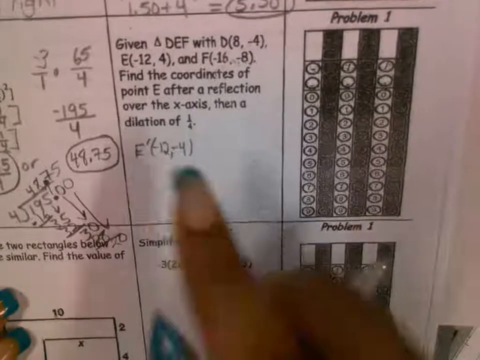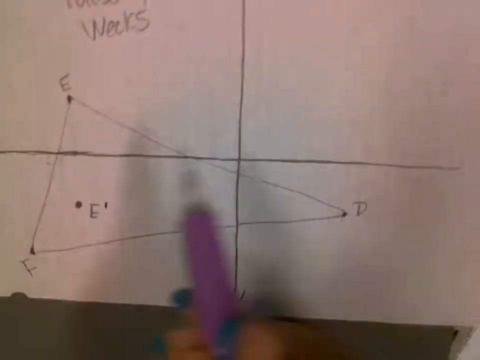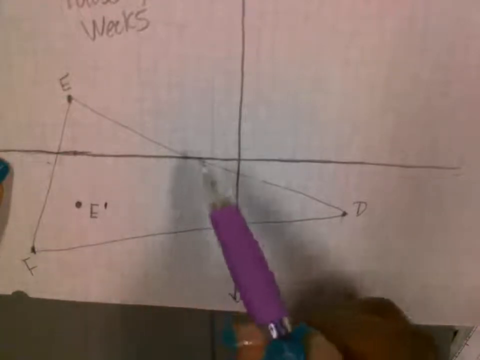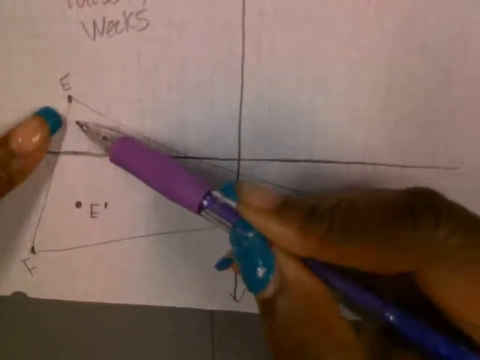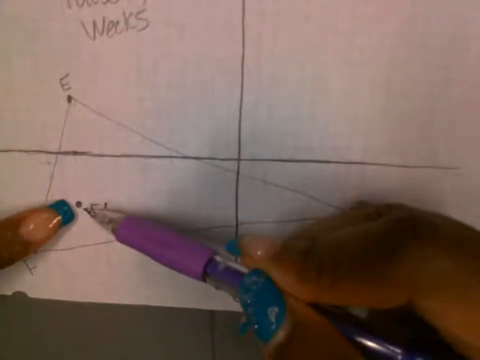Wait, how do we use it? Say again, baby. How do we use it? It says flip it over the X axis. So this is the X axis here. So if you're flipping it over the x-axis, if it's above, then when you flip it, it's going to be below. How far is it above? It's 4. So that means it's going to be 4 below. Does that make sense to you?